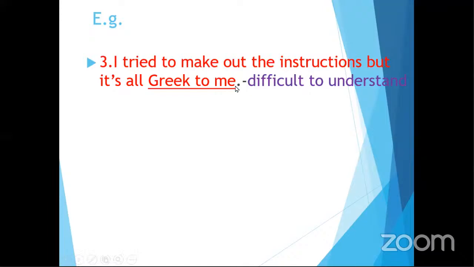What does it mean? Greek to me? Difficult to understand. Greek to me means difficult to understand.